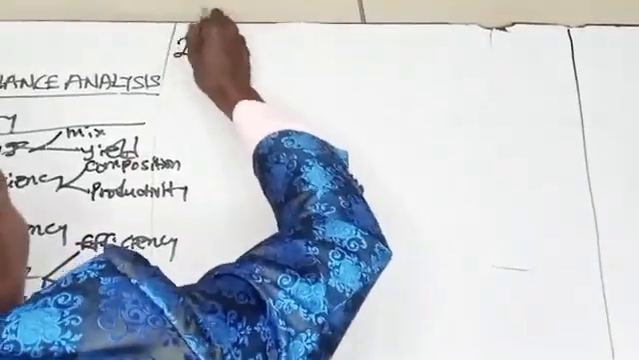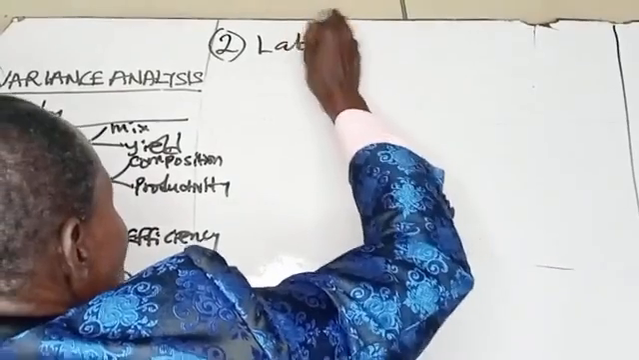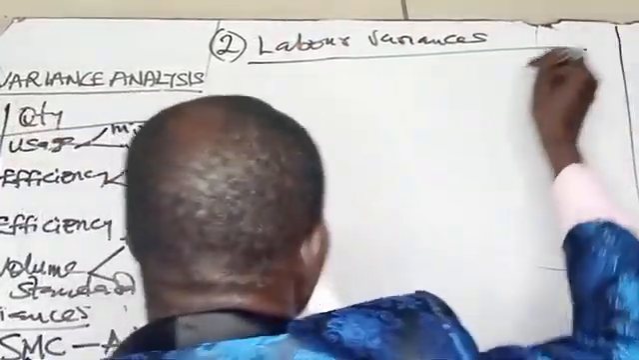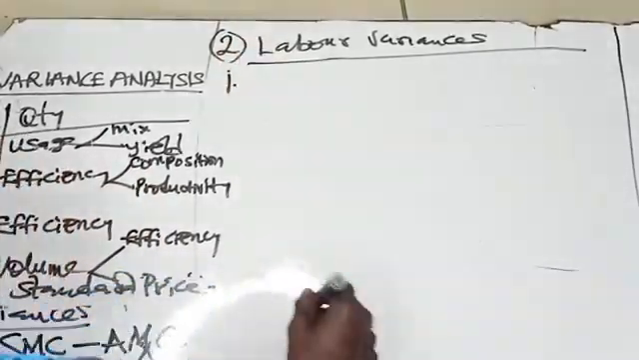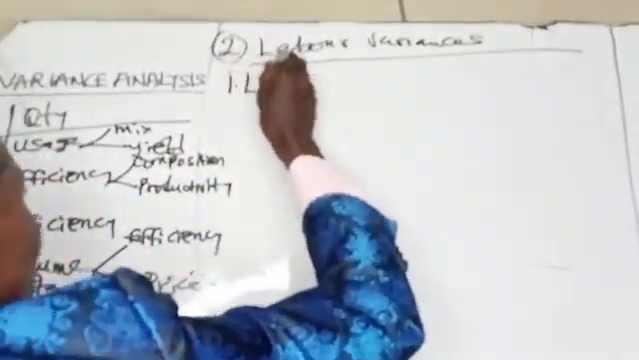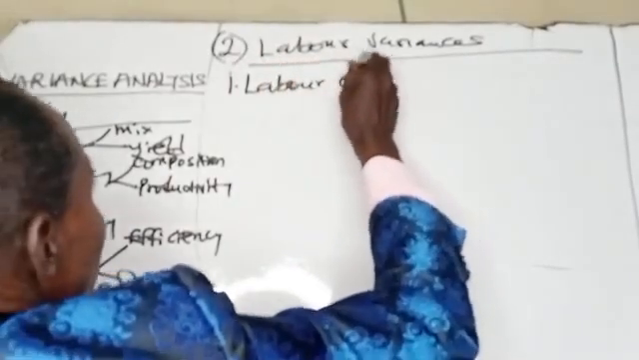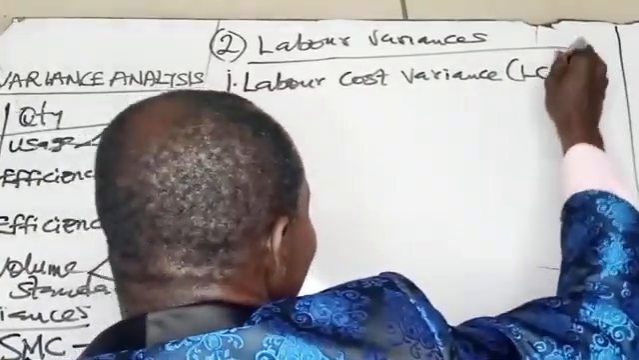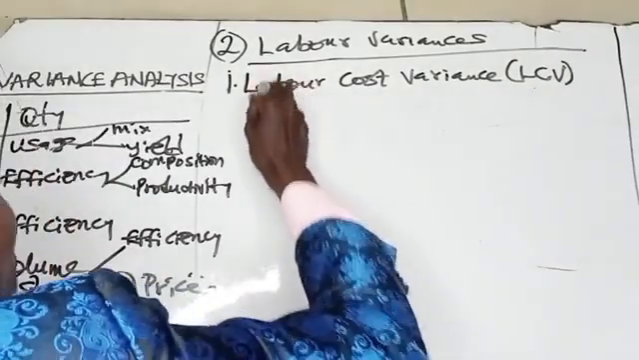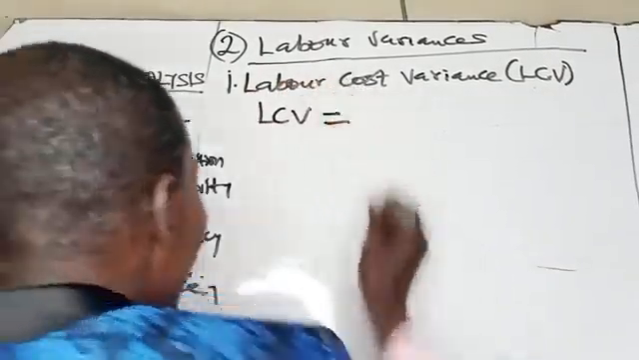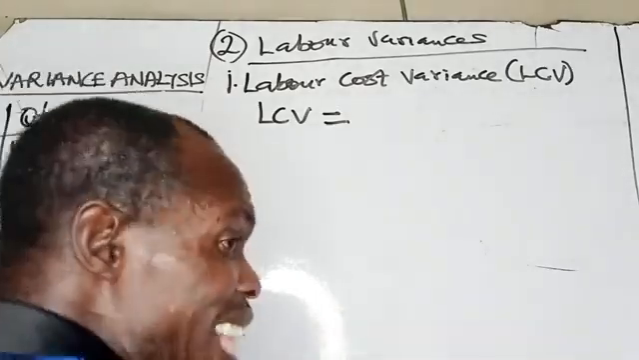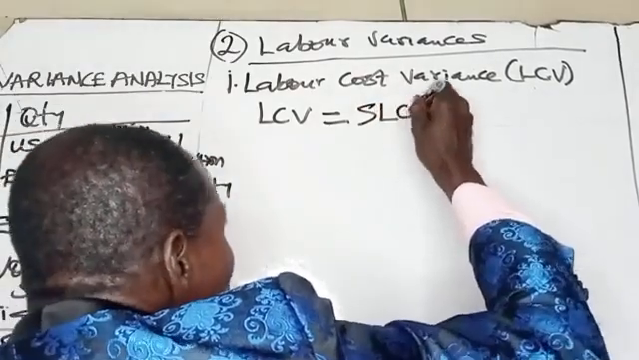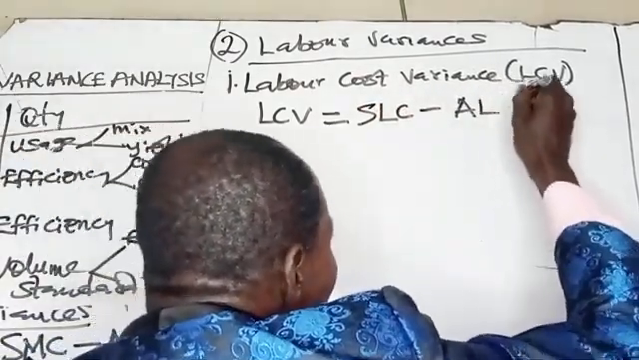The second category is labor variances. So, number 1 variance under labor we'll be examining is labor cost variance, or direct labor cost variance. Since it is a cost variance, variance is standard minus actual. Therefore, it will be standard labor cost minus actual labor cost.